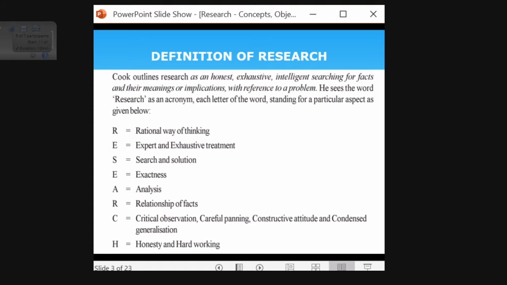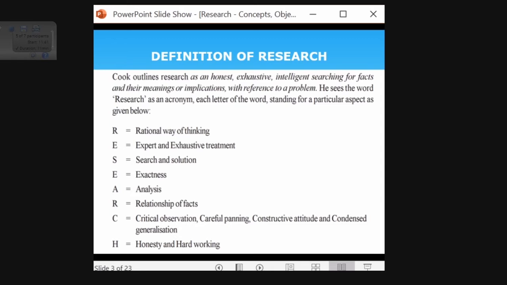Not just simply answering, but in a systematic way, with intelligent searching. You have to search for facts. How many people were coming to the library before? How many are coming now? What is the reason for the reduction in usage of library resources? So, intelligent search of facts and their meanings. After finding the facts, you have to write their meanings: why, what is the reason? Because of computers, or technology, or non-availability of resources. You have to write the reason with reference to a problem. This is how you do proper research. So he sees the word research as an acronym.